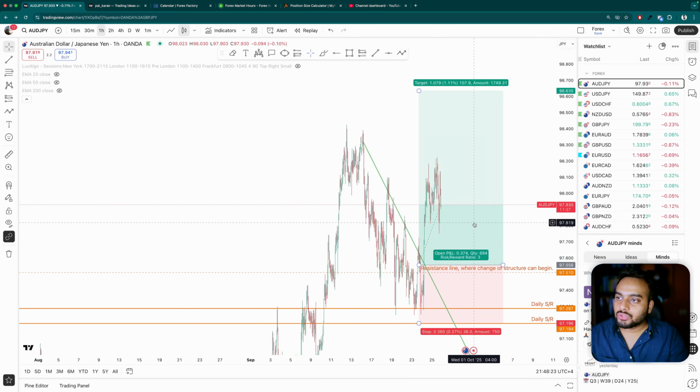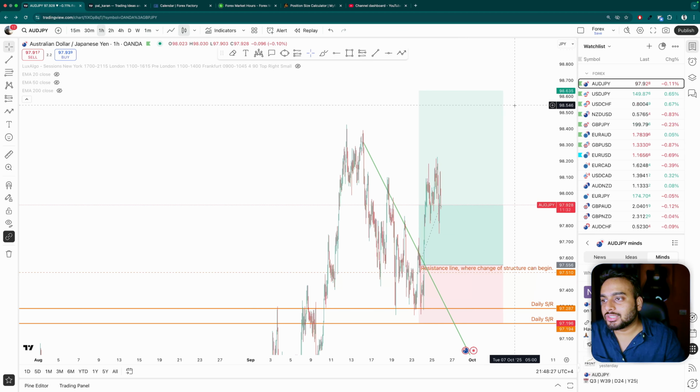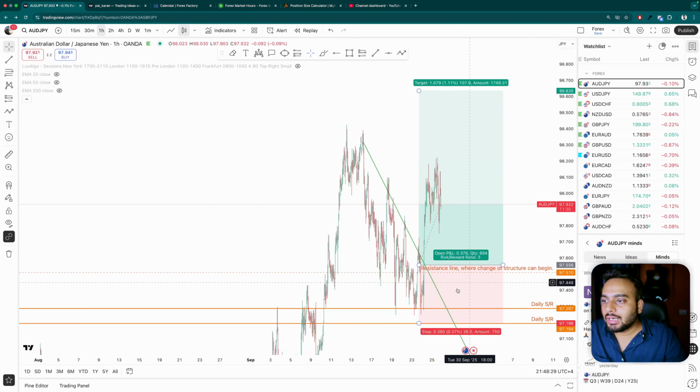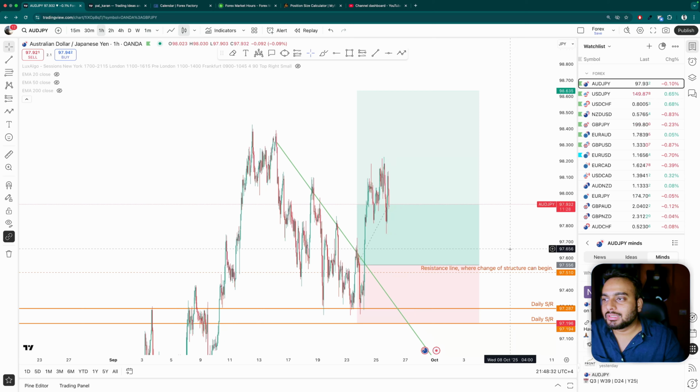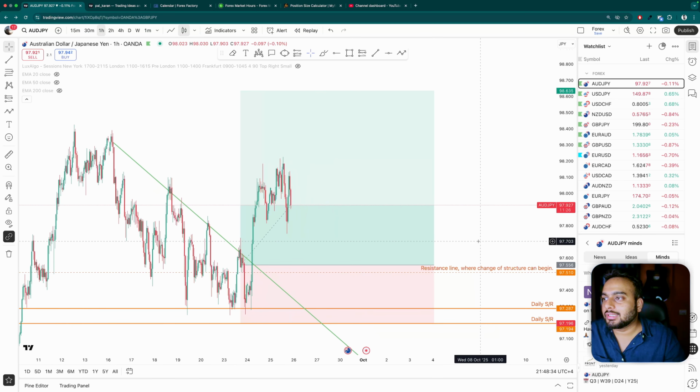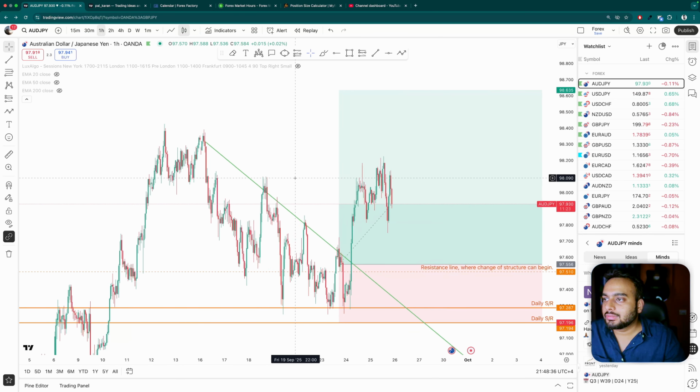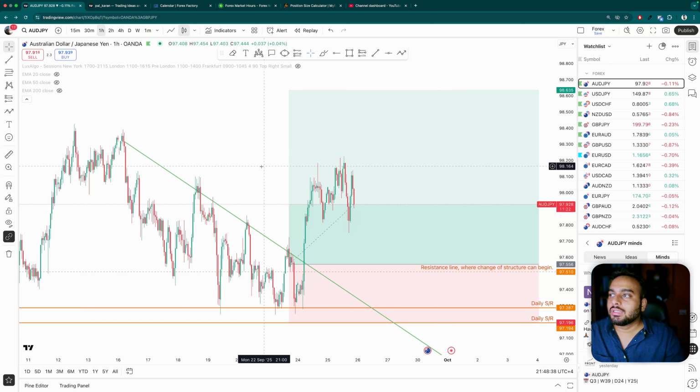This is it. 1 is to 3 is my risk to reward. If the price is hitting this area, I'll get a 1 is to 3. If it isn't, I'll have a minus 1% loss. That's completely fine. So this is how you analyze the market.